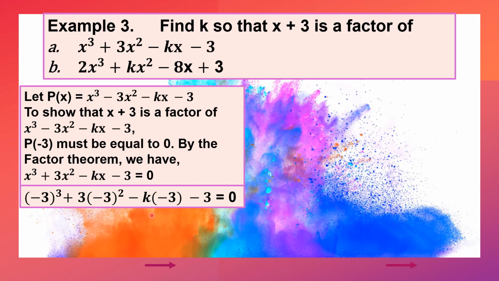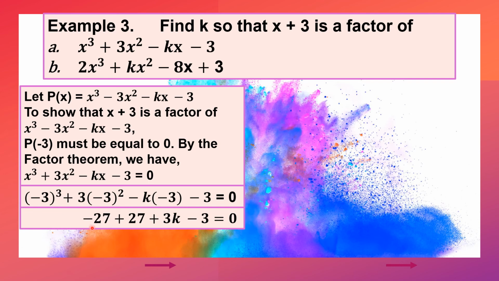So simplifying this, we have negative 3 raised to 3 is equal to negative 27. Negative 3 squared is equal to positive 9. And 9 times positive 3 is equal to positive 27. Negative 3 times negative k is equal to positive 3k. Minus 3 equals 0. Simplifying it further, we have negative 27 plus 27 is equal to 0. So we have 3k. Then, negative 3 transposed to the other side, we have positive 3.